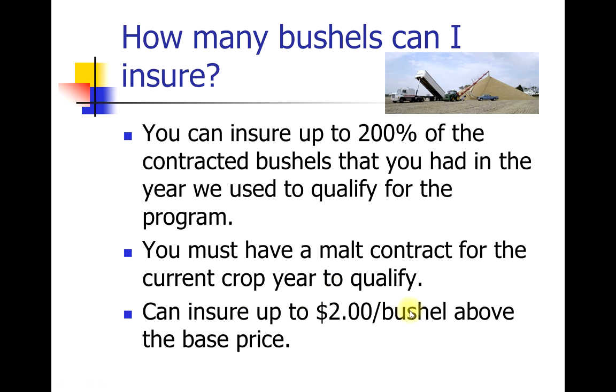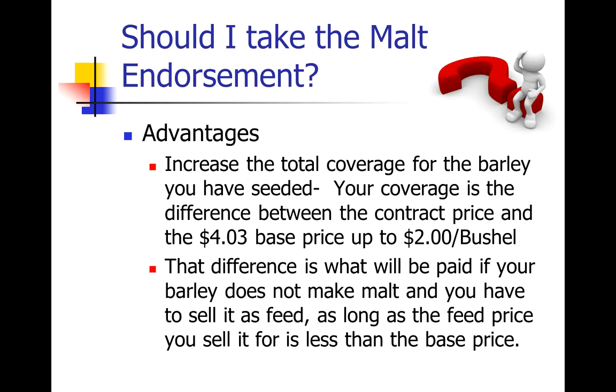Like I said, you must have a malt contract for the current crop year to qualify, and then the most we can insure above that feed-based price, or that $4.03 a bushel for this year, is an additional $2 a bushel above that base price. So you could go up to $6.03 a bushel on the crop insurance side of things for additional coverage for the malt.